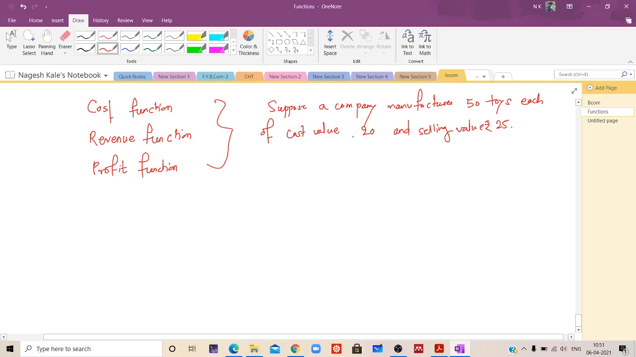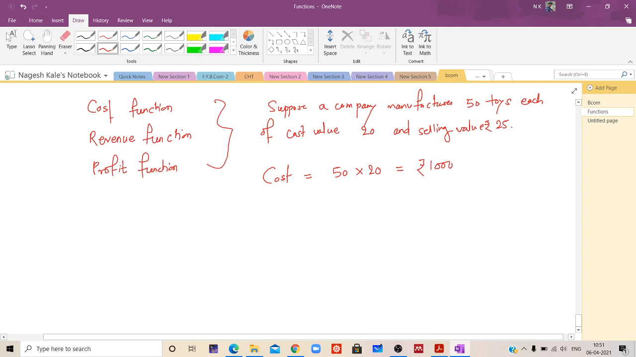So the first thing is that a company has manufactured these 50 toys and cost value of each toy is 20 rupees. So how much cost will the company have to pay for this particular manufacturing? There are total 50 toys and each toy has cost value 20, so total cost value is 1000 rupees. So by using cost function we calculate the cost, depending on the demand.